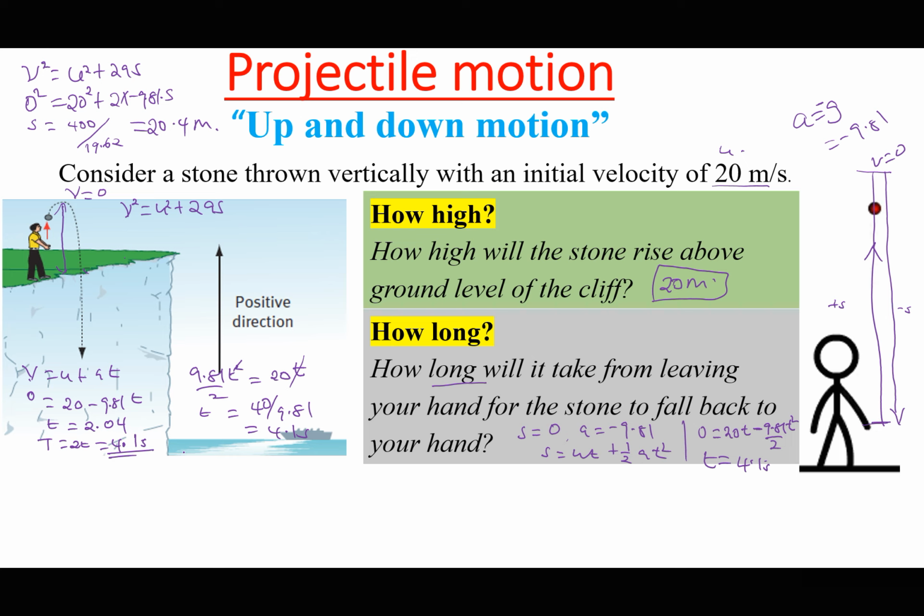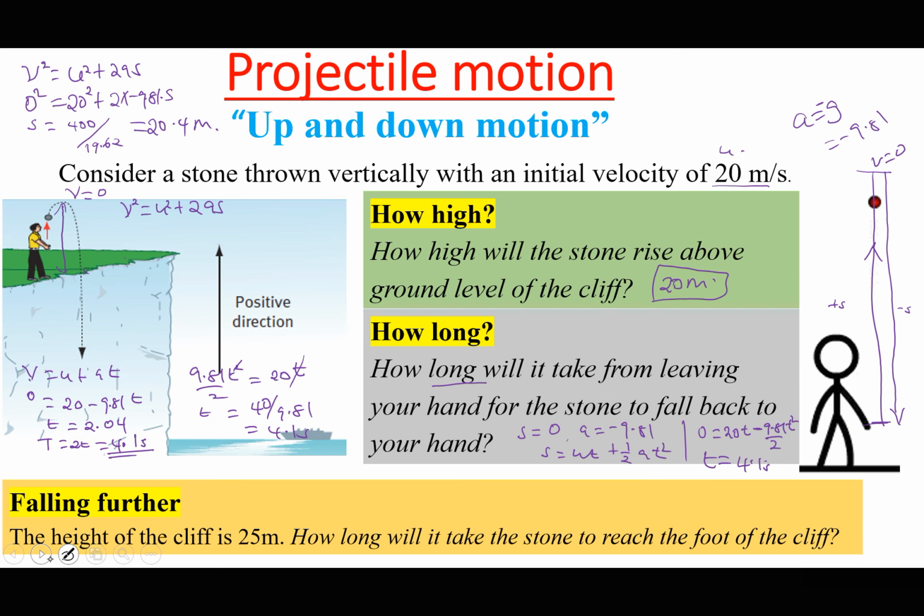Suppose it continues further, and it falls below the point of projection, then we may want to know how long it takes when falling further. The height of the cliff is say 25 meters. How long will it take the stone to reach the foot of the cliff? So the foot of the cliff is the bottom here. We want the time it will take to leave the point of projection, go to the maximum point, and come back down to the bottom of the cliff. And I've said the top of the cliff is at a distance of 25 meters.